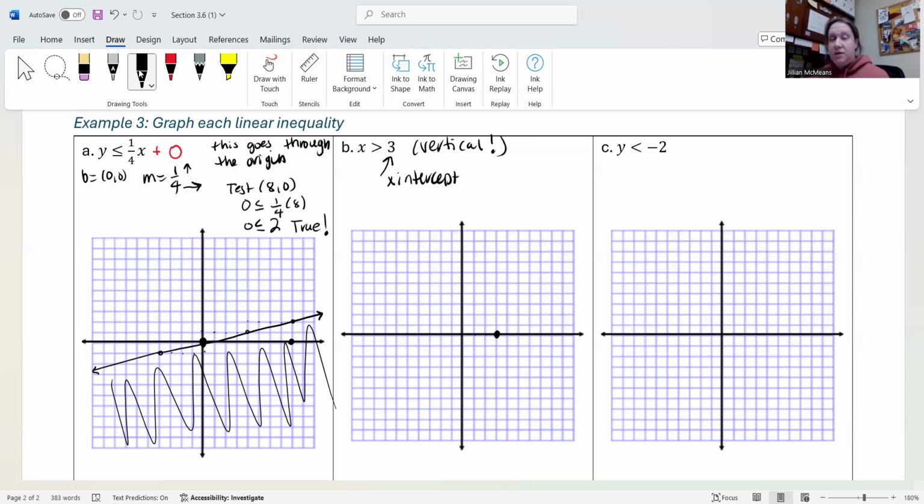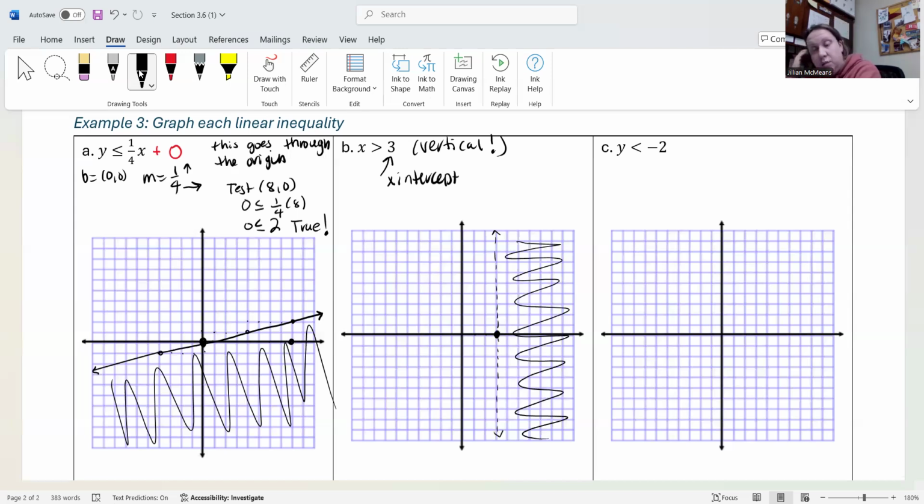Well, here we have x is strictly greater than 3. So we're going to do a vertical line through 3 on the x-axis. And then when we're doing the greater than or less than, here it's going to be left or right. So to the left of this line would be less than, to the right of this line would be greater than. So we want to shade the half plane that is to the right of this vertical line.